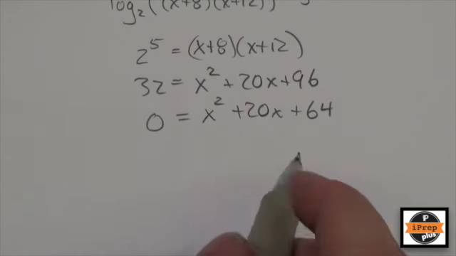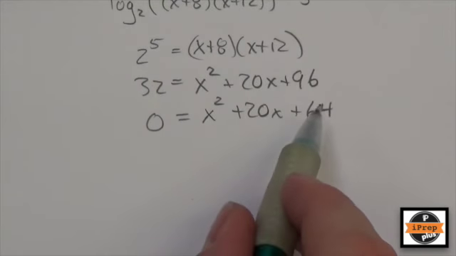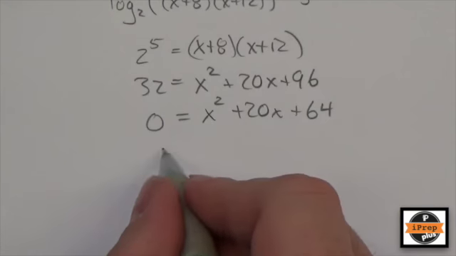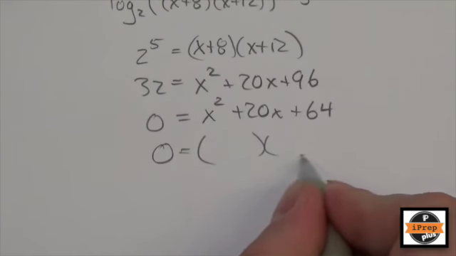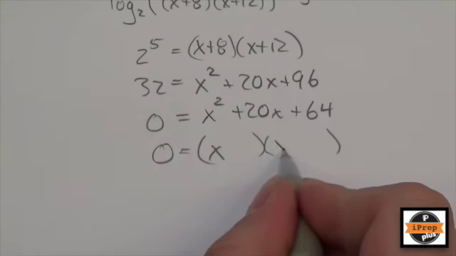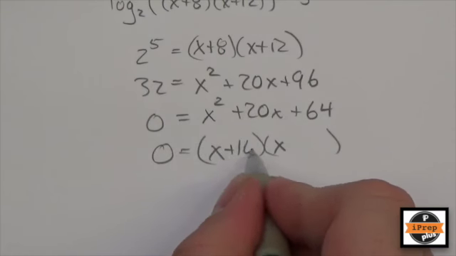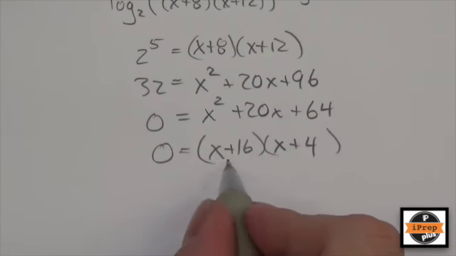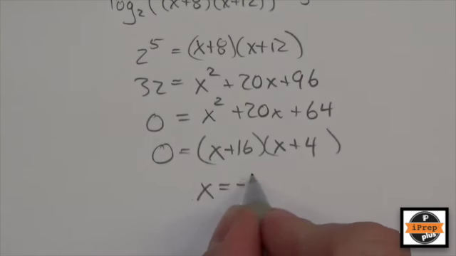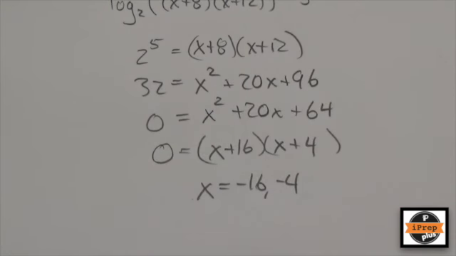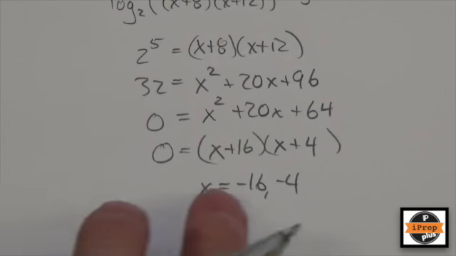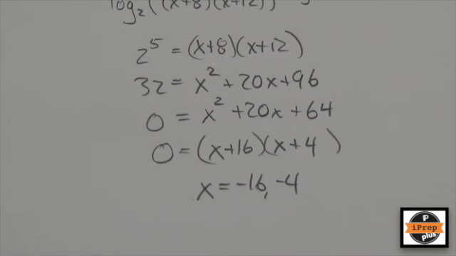Now I'm looking for factors of 64 whose sum is 20. And I hum and haw about that, and then I realize that's got to be 16 and 4. So my two values here are going to be negative 16 and negative 4. Now that's interesting, because both of these possible solutions ended up being negative.